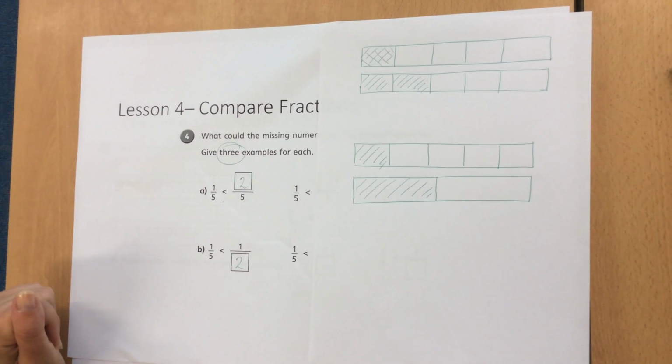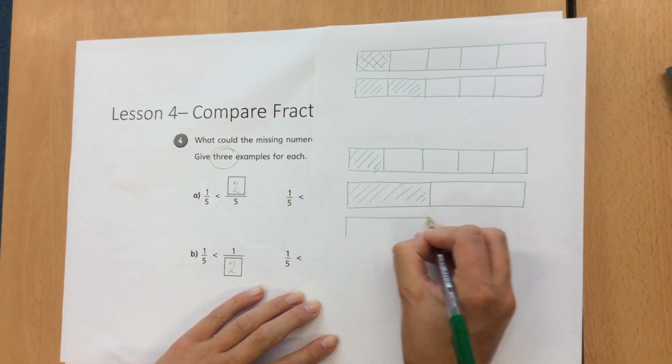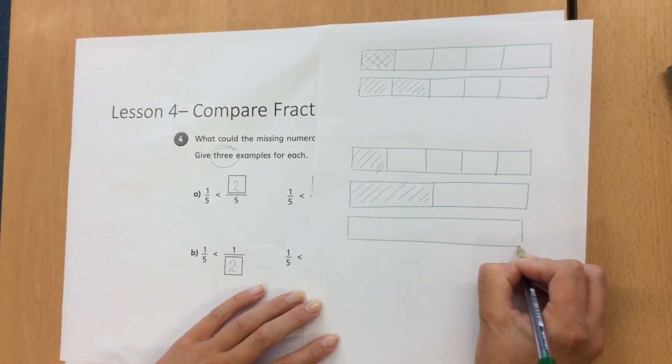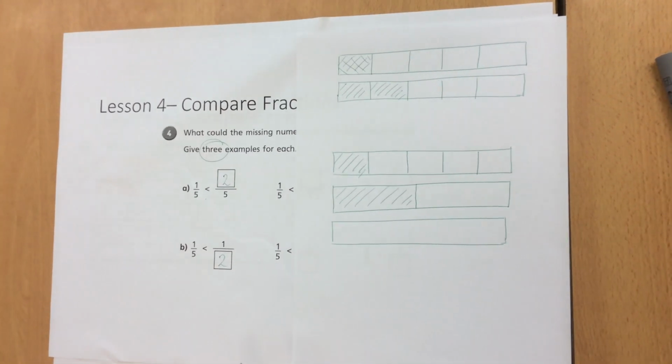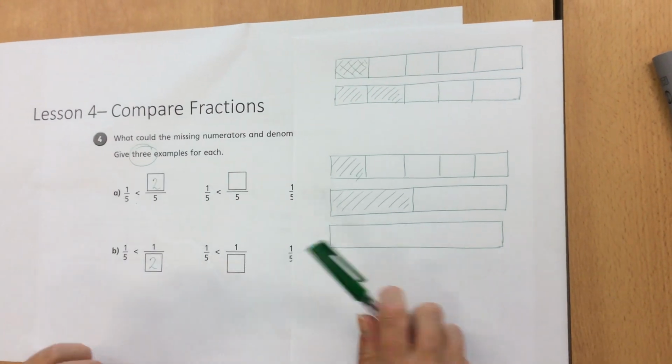And now it's over to you, Year 3. I wonder what other, if you carried this on, how else you could split your bar to make it more than 1/5.